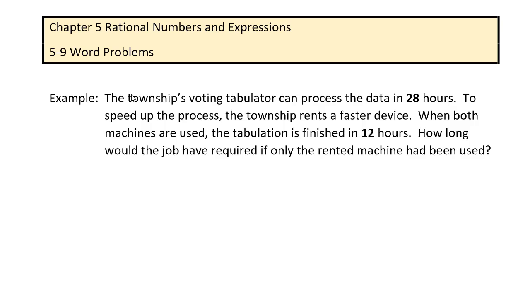Here's an example. The township's voting tabulator can process the data in 28 hours. To speed up the process, the township rents a faster device. When both machines are used, the tabulation is finished in 12 hours. How long would the job have required if only the rented machine had been used?